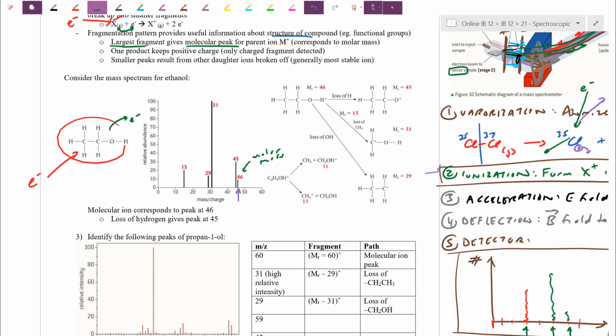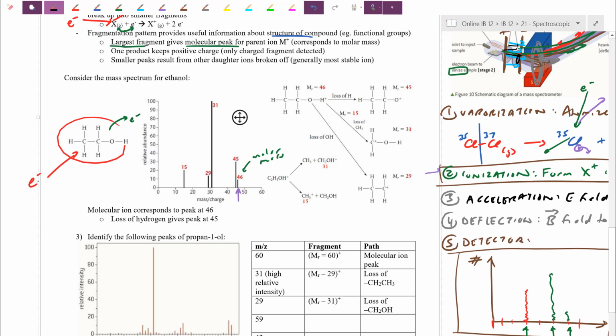Whenever I do this fragmentation, one thing always takes the positive, the other thing is neutral, because there has to be a conservation of charge. In total, I've lost an electron, so in total I need to have 1 positive charge overall. This electron bombardment occurs so violently, not just the parent ion. Notice I don't have a lot of parent ion here. It stays intact with having lost that electron.